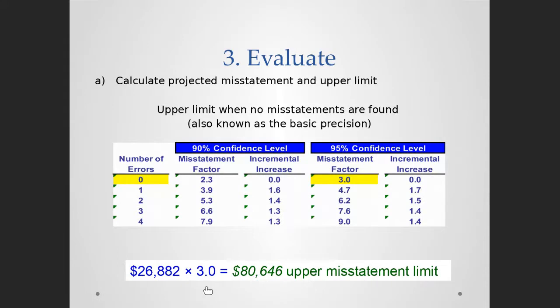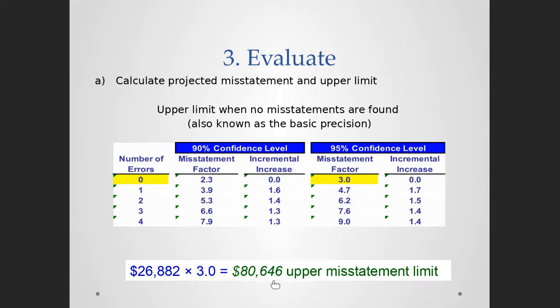To calculate the upper misstatement limit, the formula is you take the sampling interval of 26,882 and multiply that by 3, which is the misstatement factor. It comes from this table, and you get 80,646. This is the upper misstatement limit.